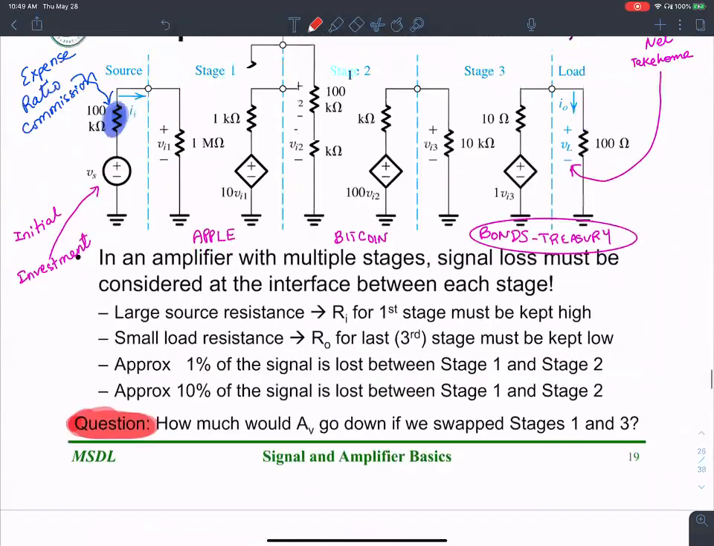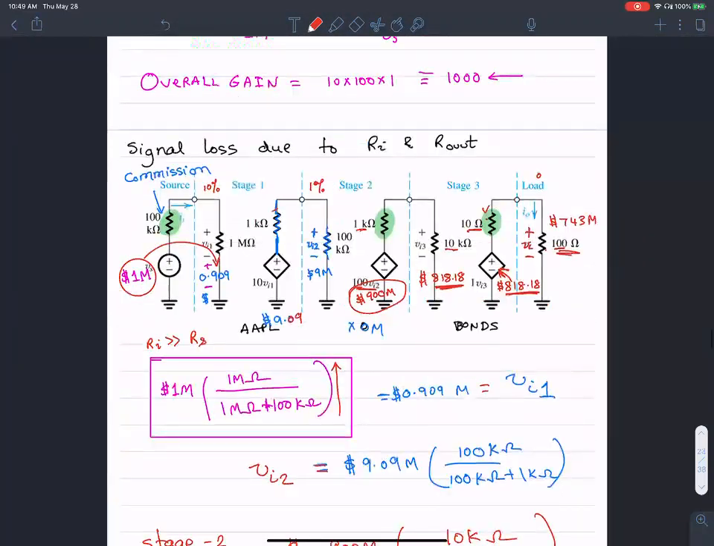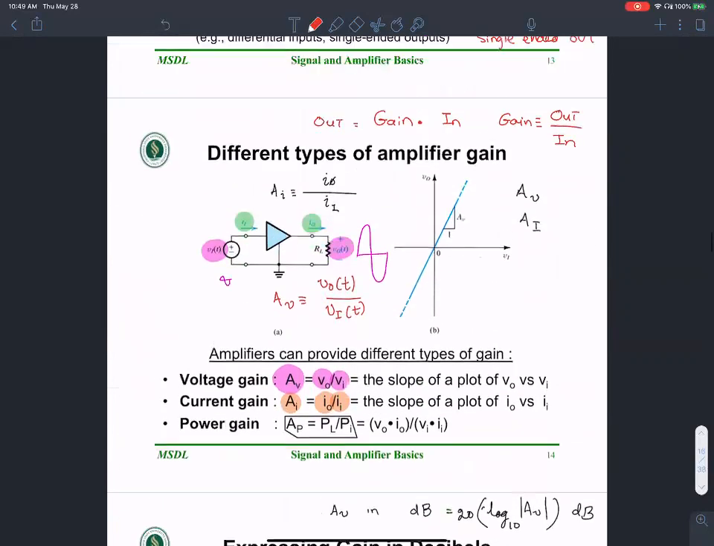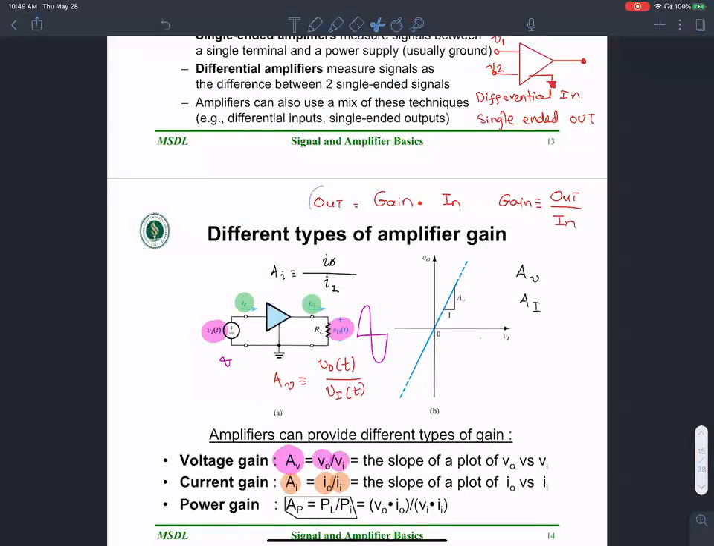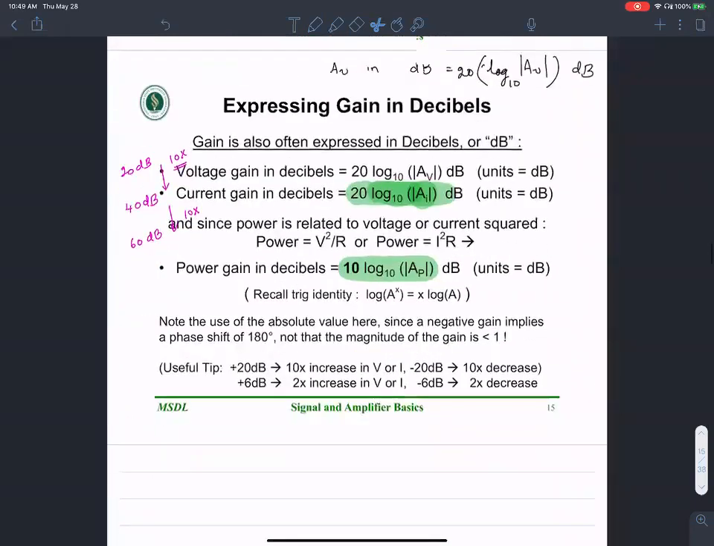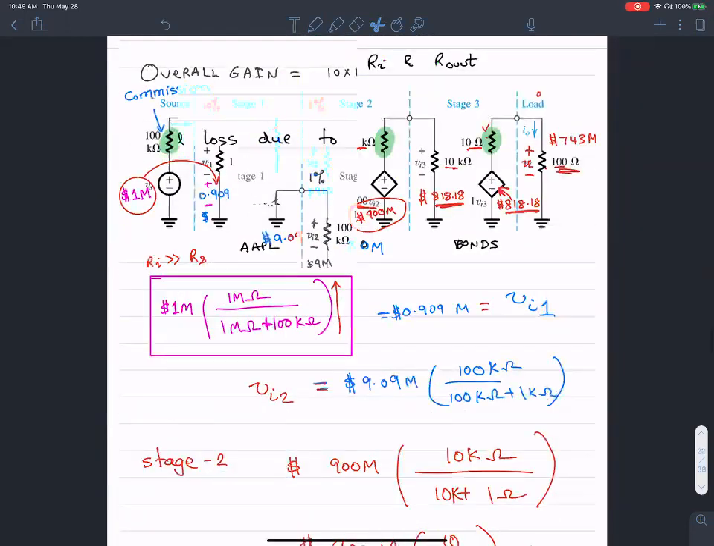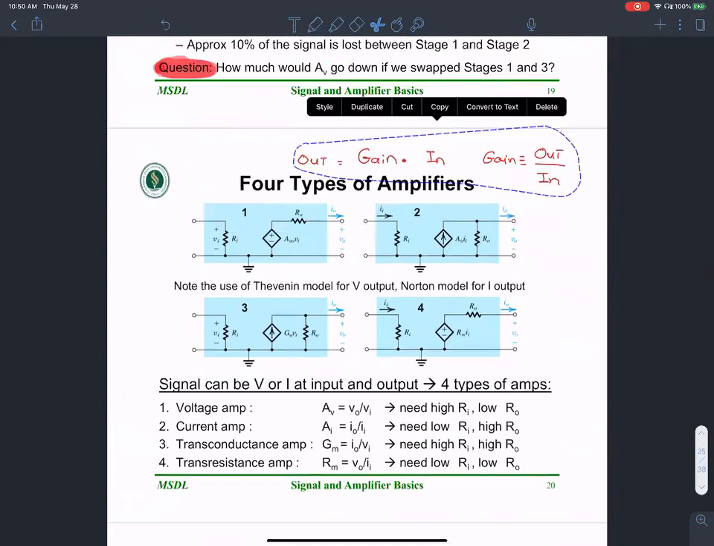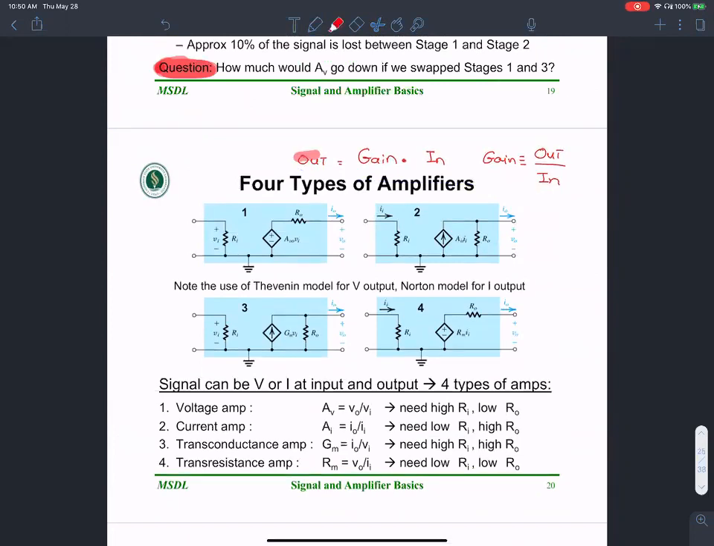Did I mention in the last class somewhere? If I scroll back up, somewhere I should have mentioned that. I'm interested in this one. Okay, let me copy that. Output is gain times input. This is the characteristic of an amplifier, okay? Output, or the final payout, is the initial investment multiplied by the gain that you get.